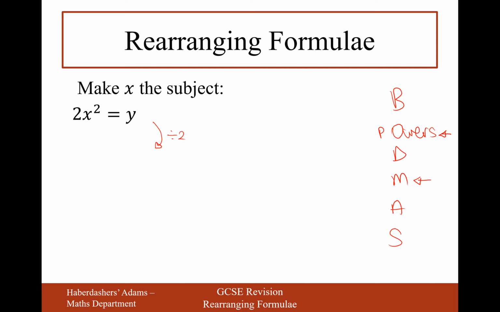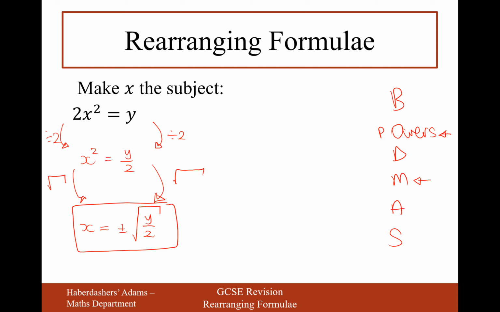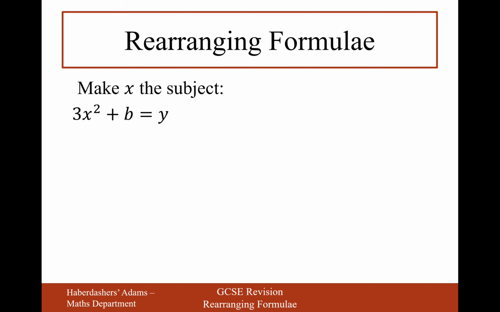So divide by 2 first, and I'm going to get x squared equals y divided by 2. And then the next thing to do, we'll get rid of the square symbol, so I'll square root both sides. So my answer here is going to be x equals plus or minus the square root of y divided by 2. And there we are, that's the answer for this question. Let's move on to the next one.